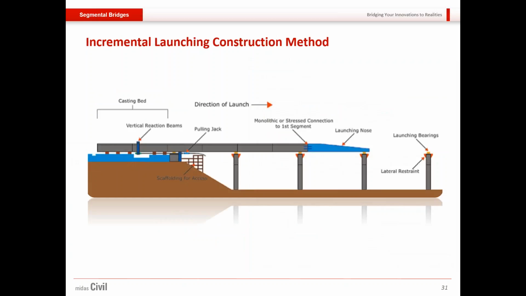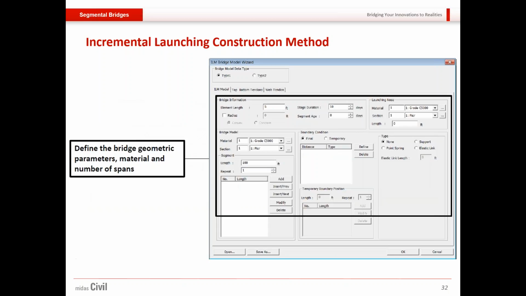Then for incremental launching bridge, again in this case, as you already know, the casting for the particular segment will happen in the casting yard, and which would be connected to the launching nose for the first segment. With the aid of pulling jacks, this would be pulled away, and in this way the entire bridge would be launched. So the loads acting in this case would again be different, where you want to apply temporary supports and everything you will have to do again. So the wizard for that is this ILM bridge wizard.